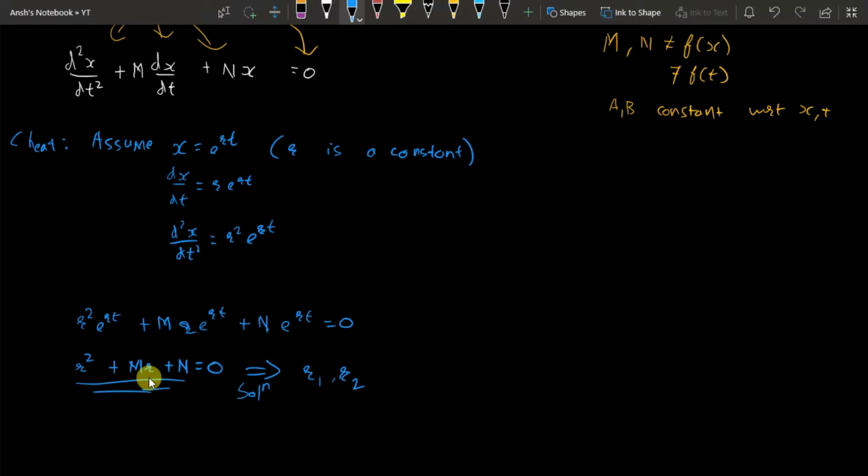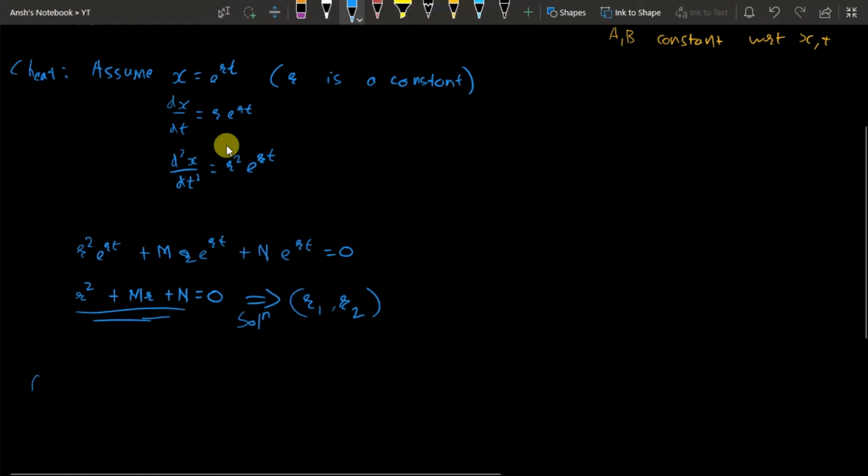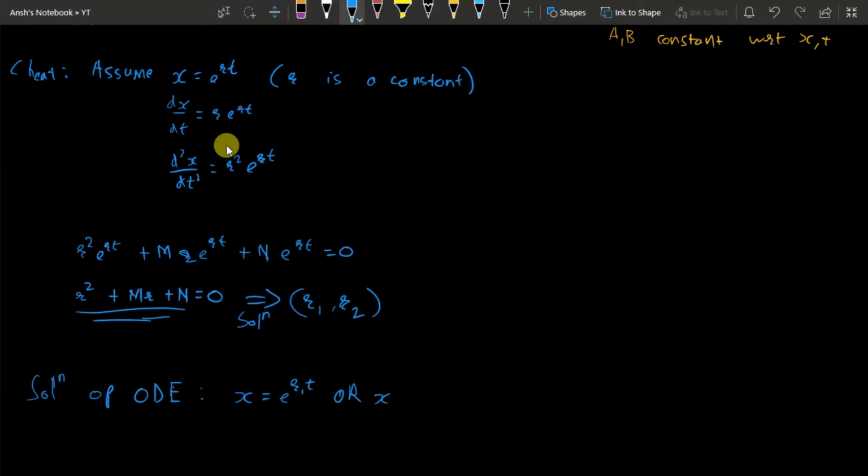Let's call them r1 and r2. Now that we know the values of r, we can substitute them in our assumption. Since we know that the solution of the differential equation is e to the power rt, we can say that the solution of the ODE will have two solutions: x is equal to e raised to r1t, or the second solution, x is equal to e raised to r2t. So these are the two individual solutions of our differential equation.